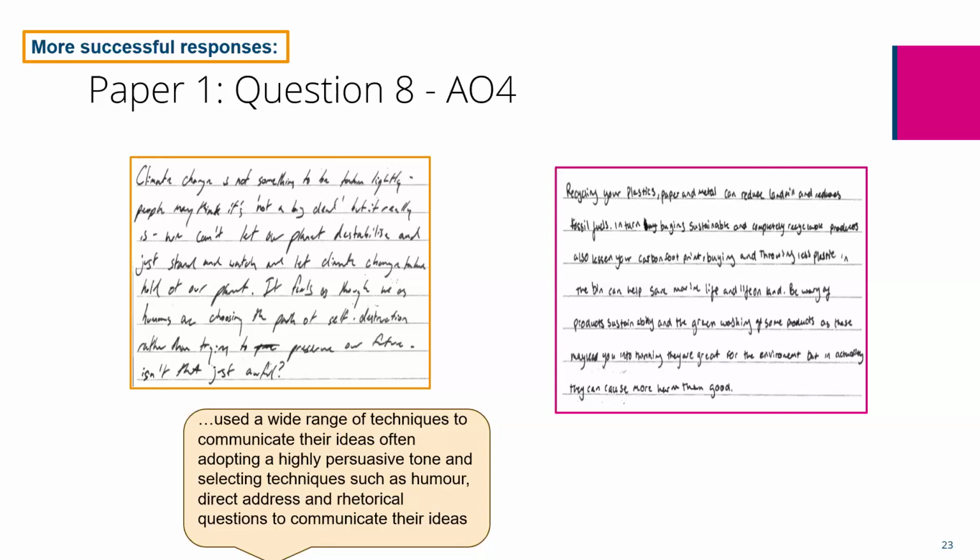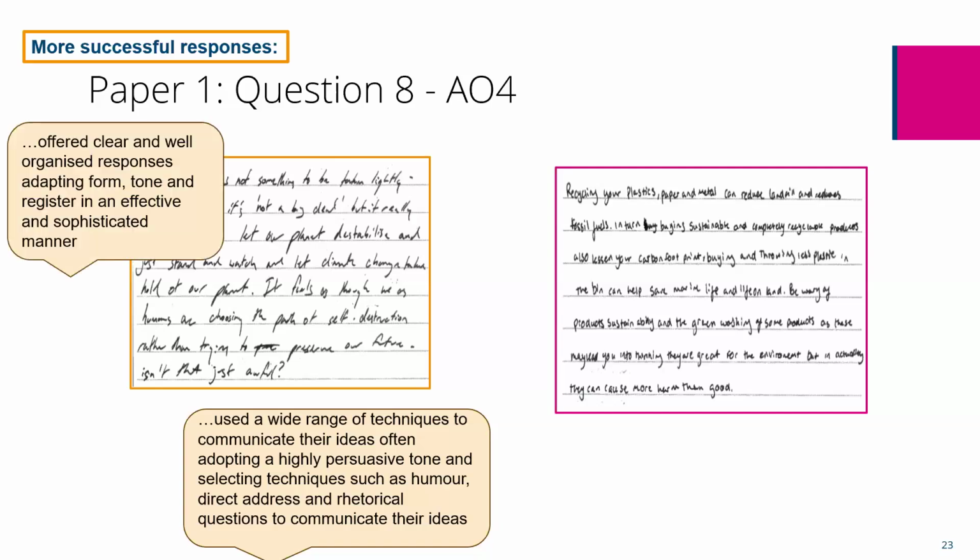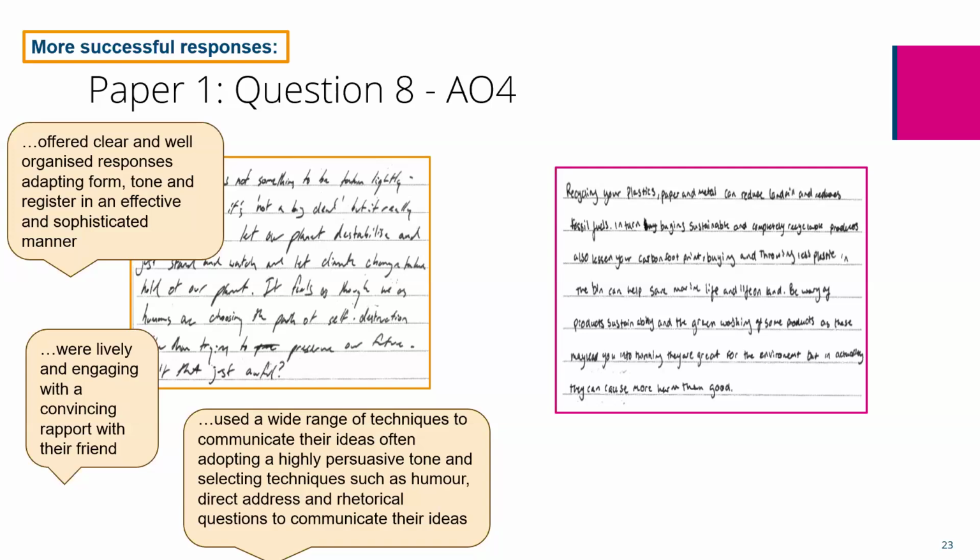More successful responses used a wide range of techniques to communicate their ideas, often adopting a highly persuasive tone and selecting techniques such as humour, direct address, and rhetorical questions to communicate their ideas. They offered clear and well-organised responses, adapting form, tone, and register in an effective and sophisticated manner. They were lively and engaging with a convincing rapport. Obviously, that's adapting it for that given audience of the friend, and they were able to relate directly to that teenage audience.